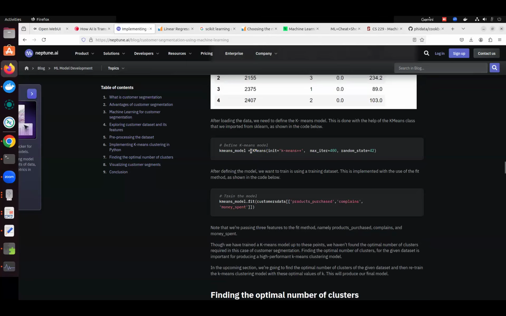You will be applying this k-means. You will be initiating the k-means with maximum iterations, and the random state will be 42. So that will become a k-means model. And now k-means model dot fit, and you will give the customer data. By giving the customer data to this model, you're saying fit, which is nothing but training the model.